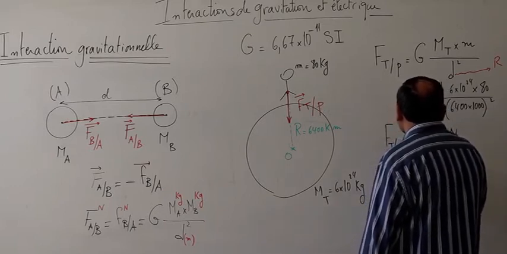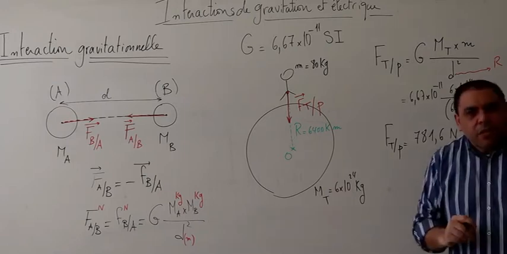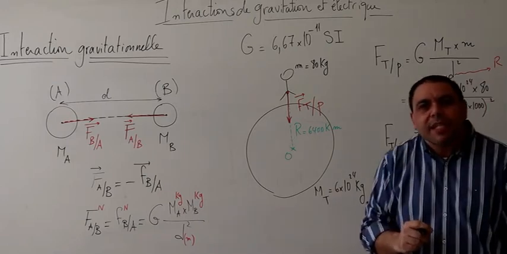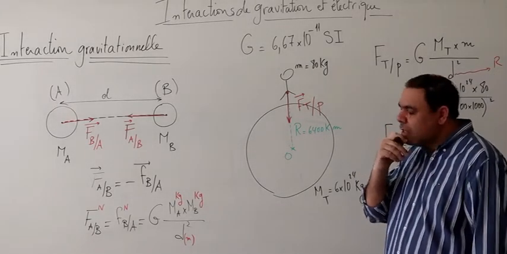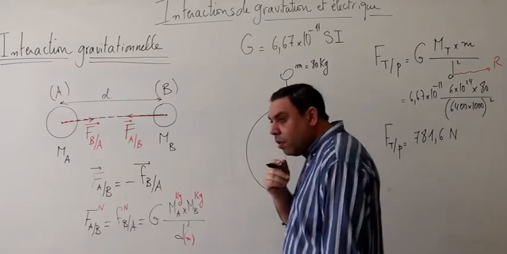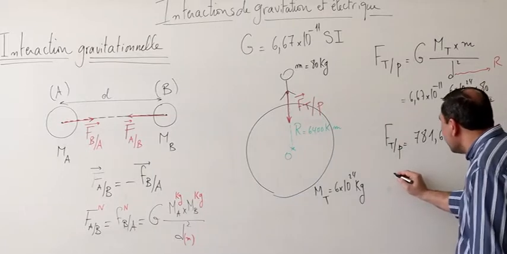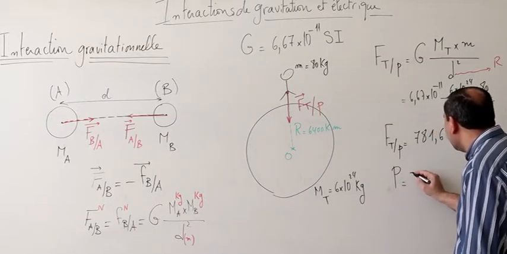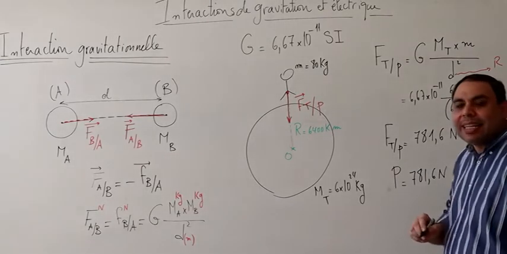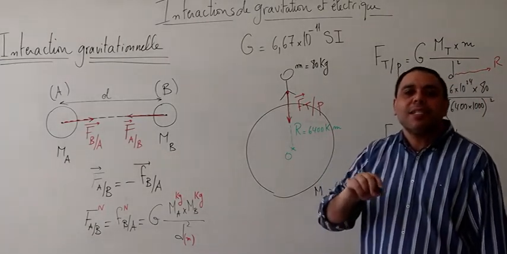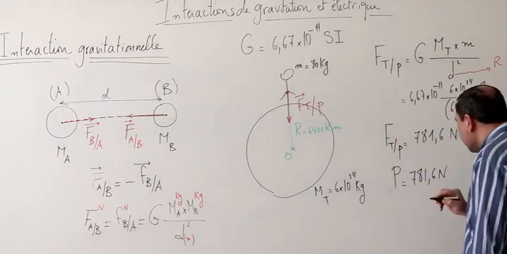This is the force exerted by Earth on the person. What does this force represent? This is the force of attraction exerted by Earth on the person, or simply it is the weight of the person. The weight is given by the attraction force exerted by Earth on the person.